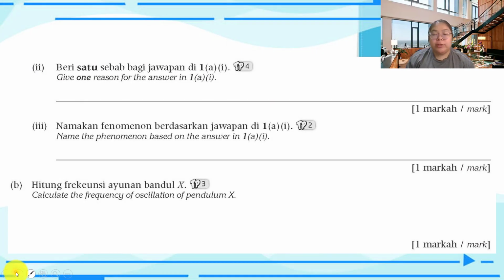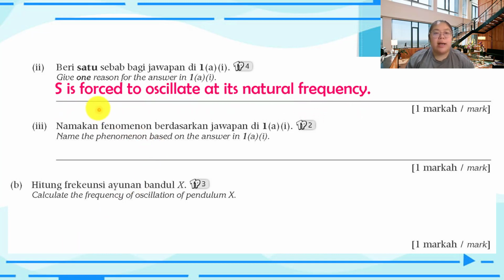So they ask about the reason. Why do you choose that? Because they have the same natural frequency. Okay, you can say the length is the same, but it's important that you mention the frequency. So S is forced to oscillate at its natural frequency. Name the phenomenon. This phenomenon should be resonance.